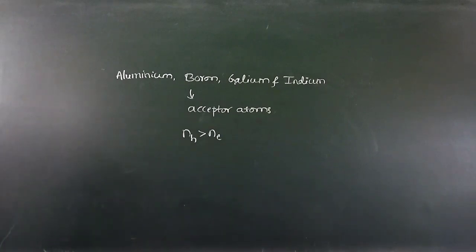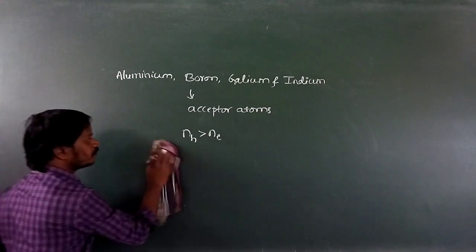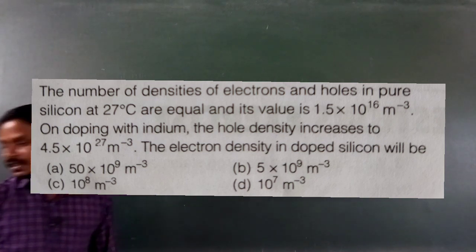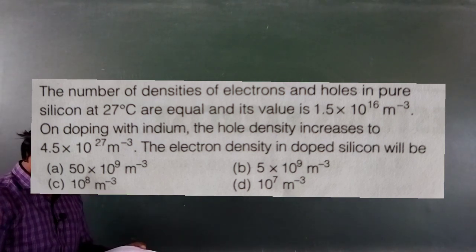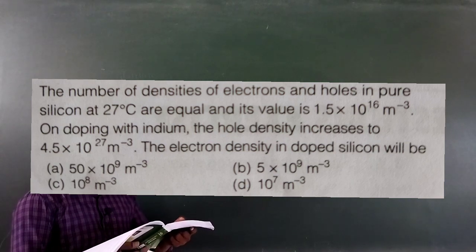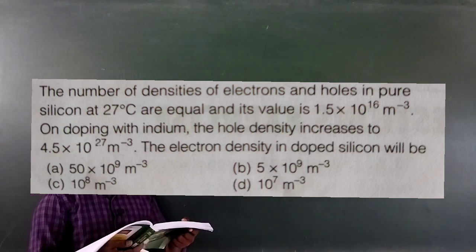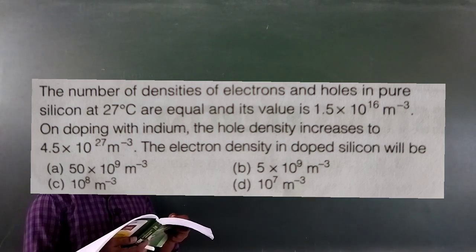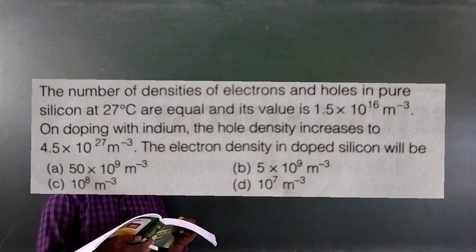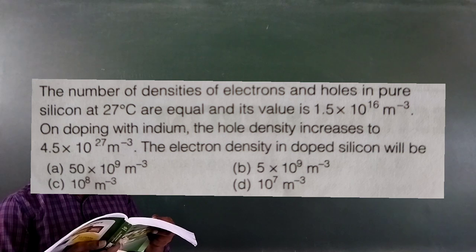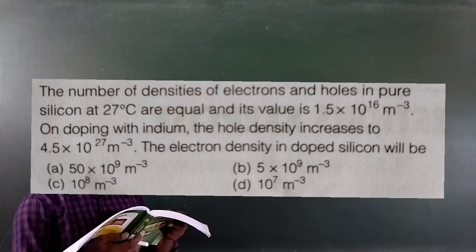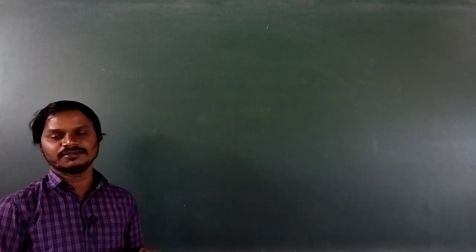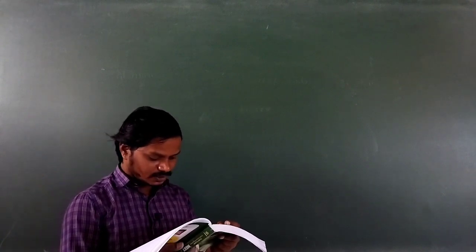Now, what is the question here? The question is related to p-type semiconductor. See here, the number density of electrons and holes in pure silicon at 27 degrees Celsius are equal, and its value is 1.5 into 10 to the power of 16 per meter cube. On doping with indium, the hole density increases to 4.5 into 10 to the power of 27 per meter cube. What do we have to find? We have to find the electron density in doped silicon.